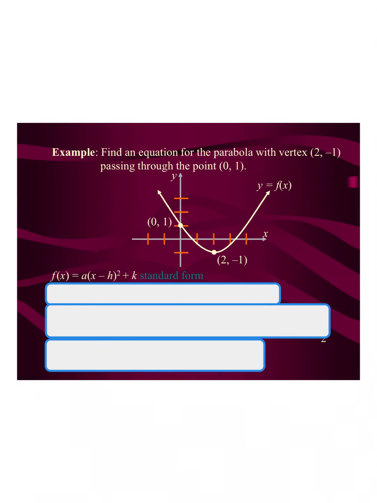All right, for our next example, we're going to find the equation of a parabola with a vertex of negative 2, 1, and going through a point of 0, 1.